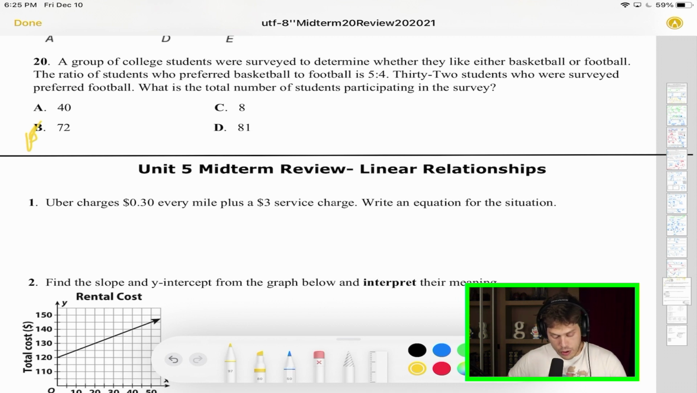The ratio of students who prefer basketball is 5 to 4. 32 students surveyed prefer football. What is the total number of students who participated in the survey? So 32 liked football. Football is on this lower side, I guess. So how do you go from 4 to 32? That's a multiplier of 8. 5 times 8 is 40. So the total number of students is 40 who liked basketball plus 32 who liked football, a total of 72. B.